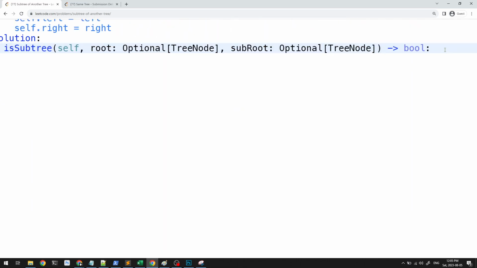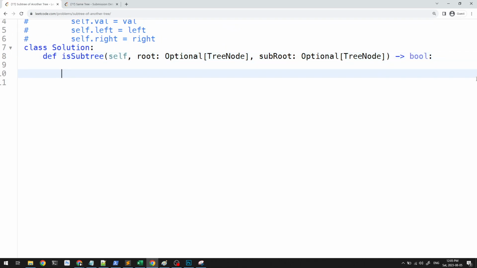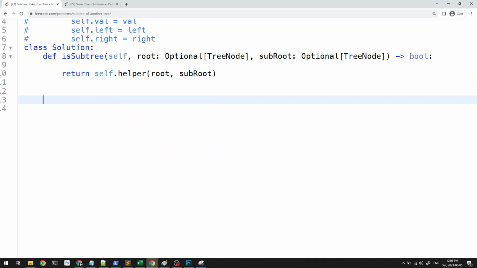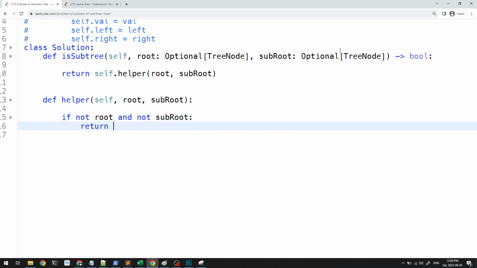Okay, so what can we do? Well, first of all, we need to go through both of the trees together, right? So we can do something like return self.helper, passing in both the root and the subroot. Now define my helper, root and subroot. Now, what are some base cases we need to consider? Well, it's possible that root is None, and subroot may also be None, right? So if both of them are None, we can do if not root and not subroot, then we can just return true here, because there's nothing to do in this case.